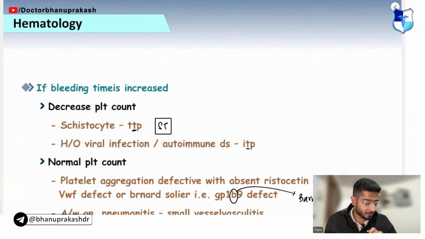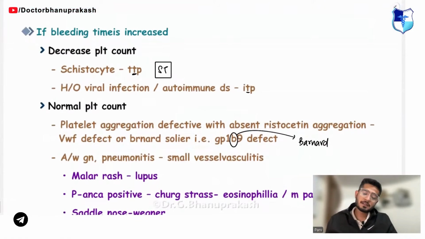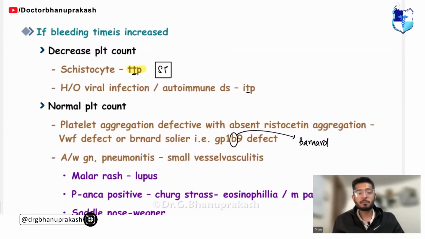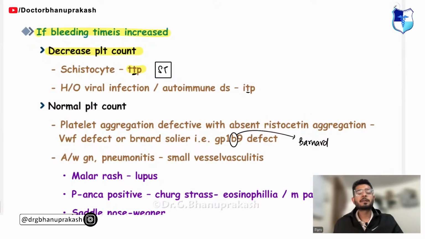Coming on to hematology, let me just teach you hematology now. So please understand, bache, if there is TTP. Now, what do you mean by TTP? TTP is actually thrombotic thrombocytopenic purpura. So there is thrombocytopenia, of course, there is decreased platelet count. And if there is decreased platelet count, the bleeding time is going to get increased. So please understand, bleeding time is increased and the platelet count is decreased.